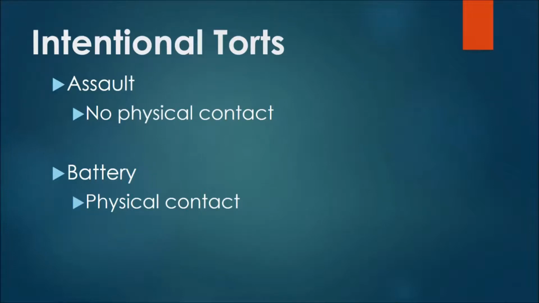There are two types of intentional torts. We have assault and we have battery. Assault is an intentional tort with no physical contact. Assault is an attempt to injure an individual or to create fear. Then we have battery. Battery is an intentional tort that requires physical contact. So a person is injured as a result of the intention.